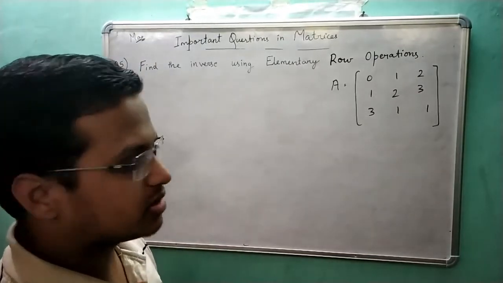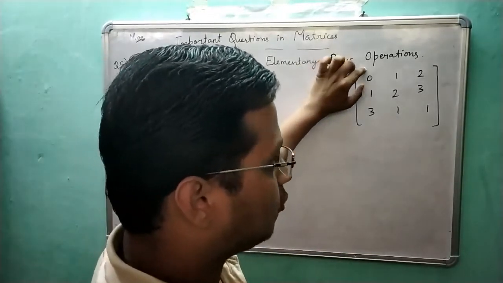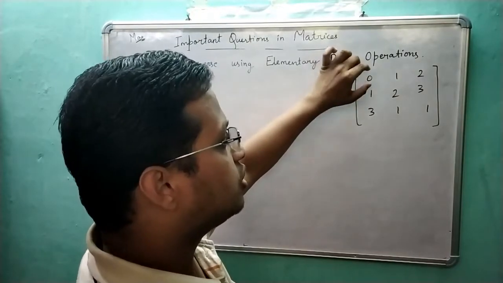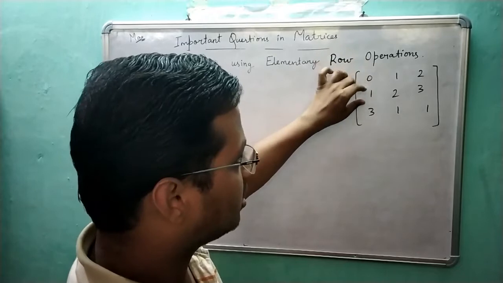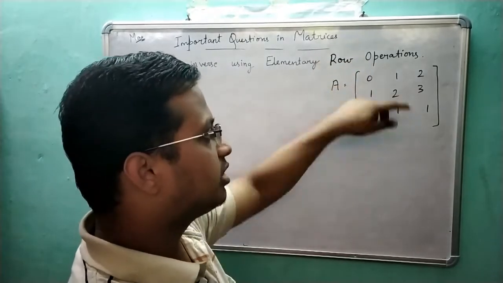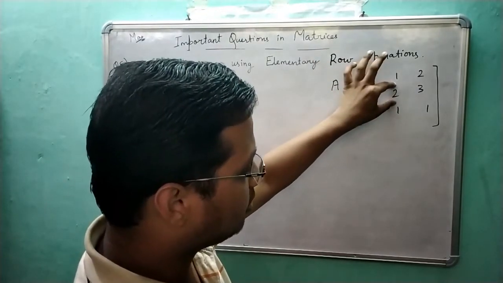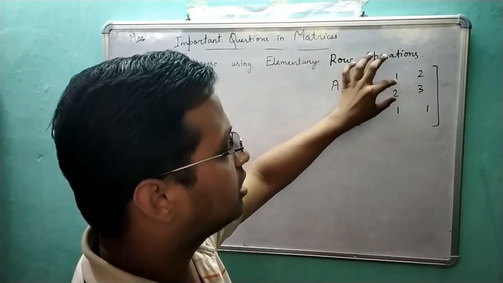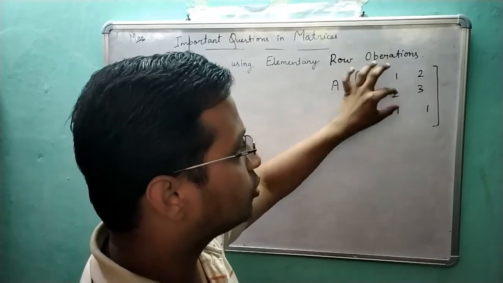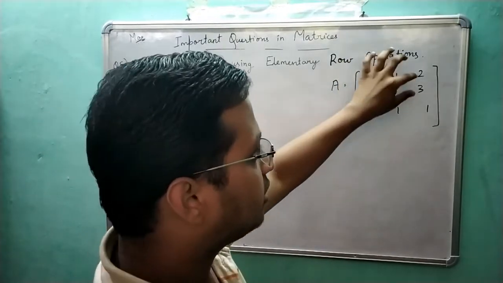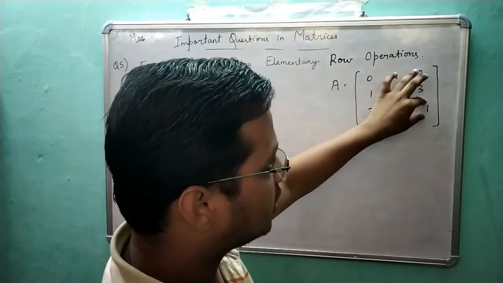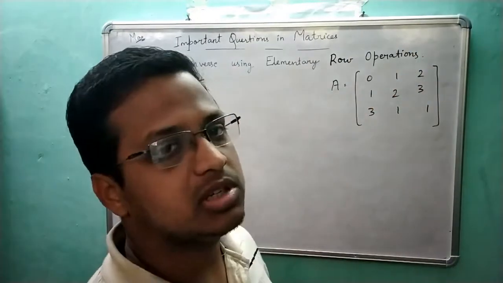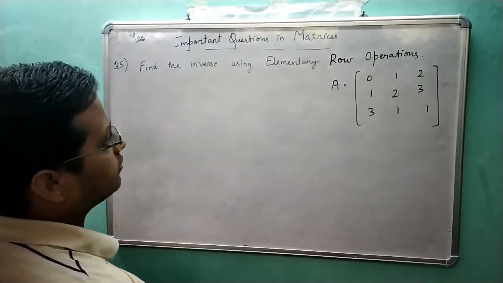Our procedure is to make this element 1 by dividing something or multiplying something. Using that 1, we have to make these two elements 0. Similarly, we have to make the middle element of the second column 1 by dividing some number, and using that we will make other two elements 0. Then we have to make the last element of the third column 1. Using that we will make other two elements 0. This is the process to find A inverse.